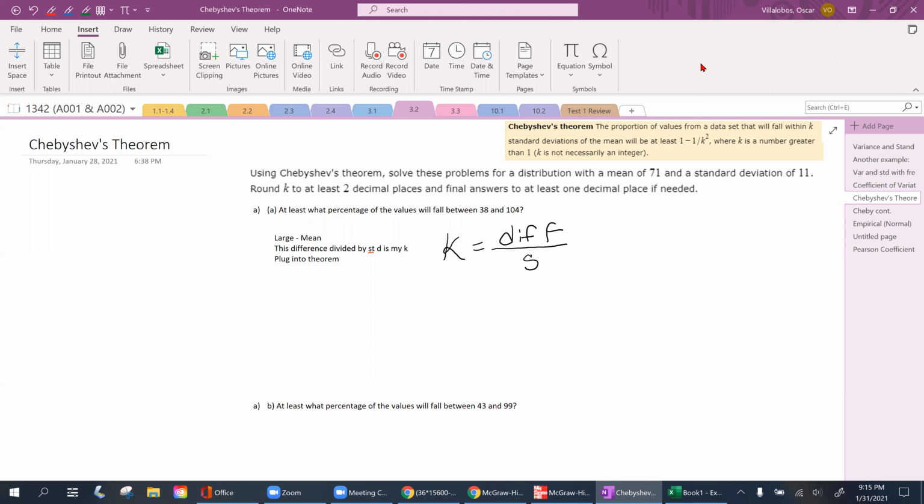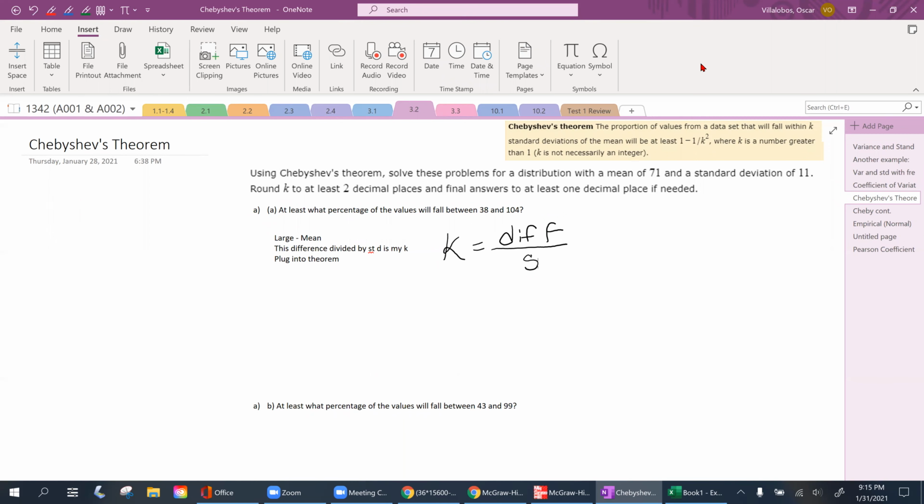Chebyshev's theorem is the proportion of values from a data set that will fall within k standard deviations of the mean with at least, and here's the formula, 1 minus 1 over k squared, where k is a number greater than 1. k is not necessarily an integer. You could get a decimal value. So let's go ahead and start.